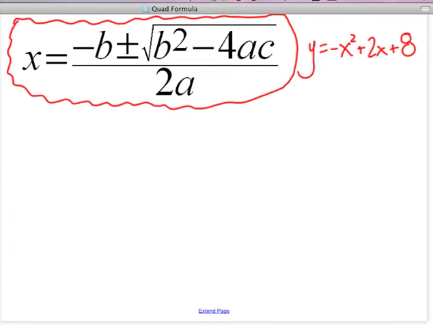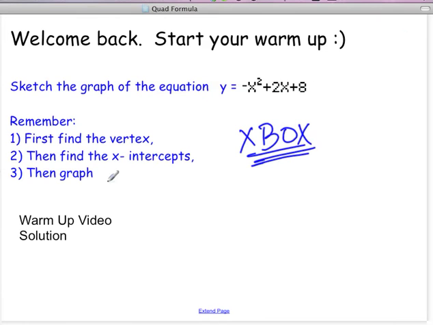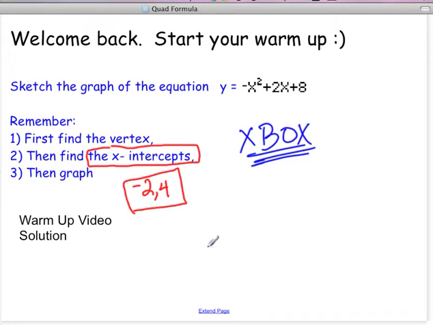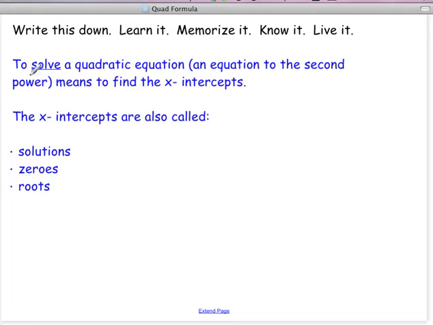And let's go back, and even though I don't have it written down here, when we found the x-intercepts, we got -2 and 4. That's what we got. I remember that. Okay? So to solve a quadratic equation means to find the x-intercepts. Those are also called solutions, zeros, and roots.